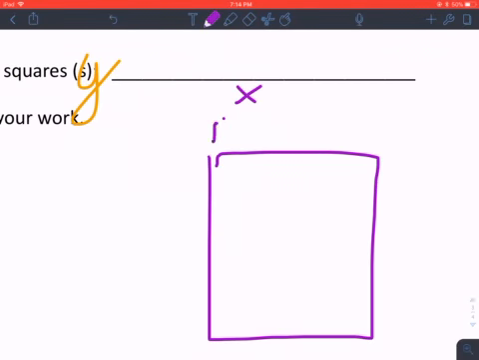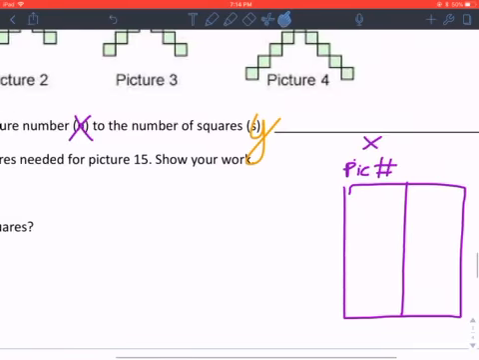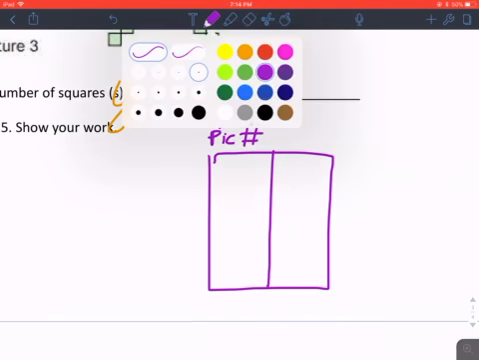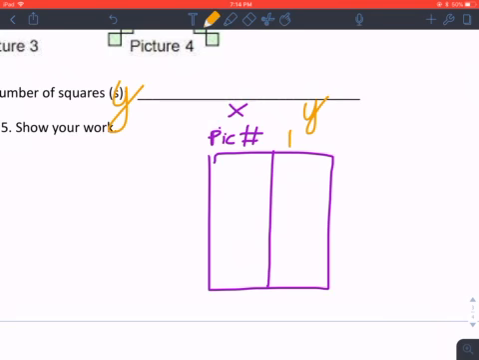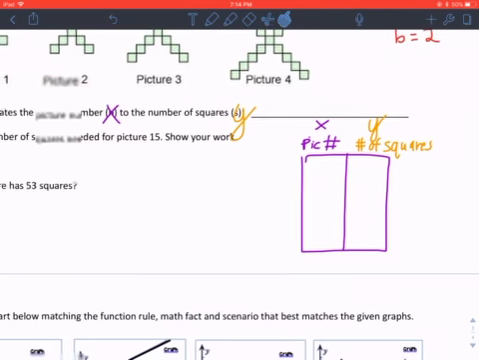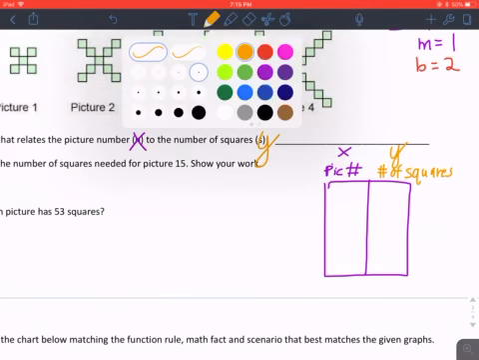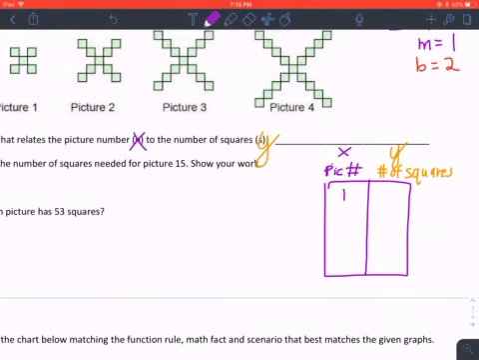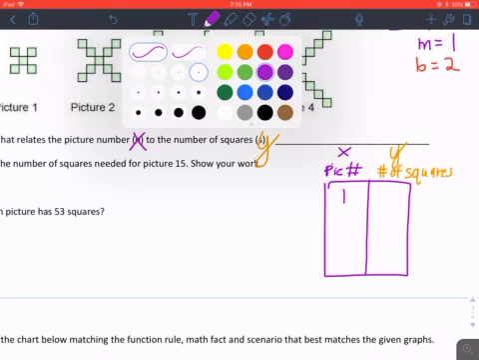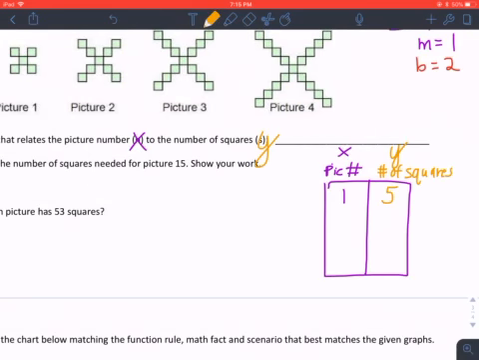So my picture number. Okay, and then my number of squares is y, so y is number of squares. Okay, so I look at the pattern in picture 1, how many squares are there? So in picture 1, to me, there are 5 squares.